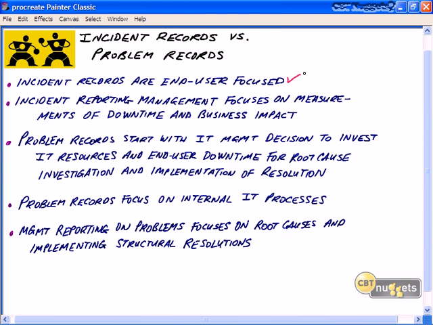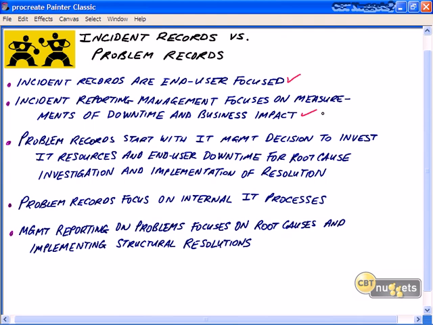The reporting management of incidents is going to focus on measurements, measuring user downtime, measuring power user downtime, and the impact on our business or our organization. A problem record, on the other hand, is going to start with an IT management decision to invest IT resources. For example, taking personnel off of the service desk and putting them on an infrastructure crisis, or investing in new power supplies, or new software solutions that identify rogue DHCP servers, wireless or wired. Maybe a new fault-tolerant solution, okay? These are the problem records, okay?